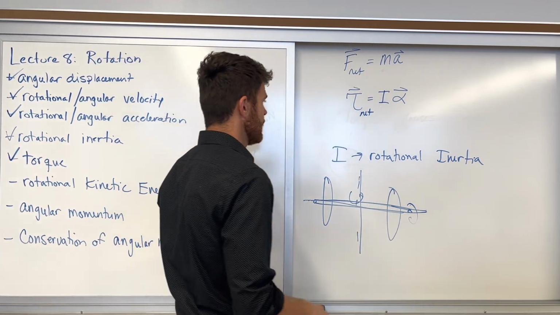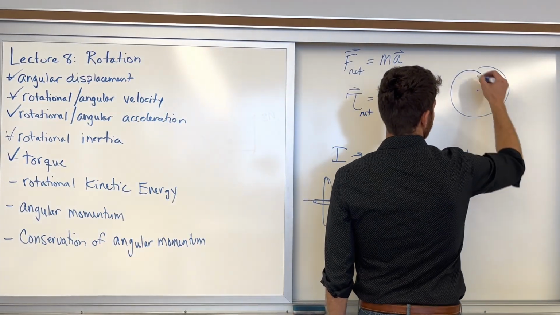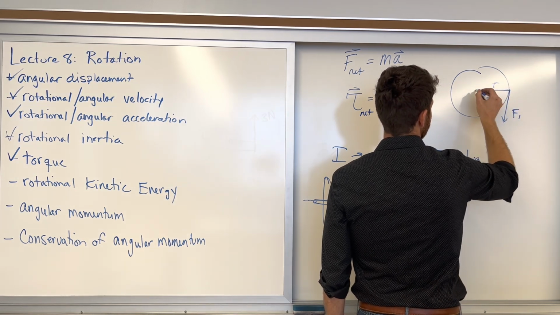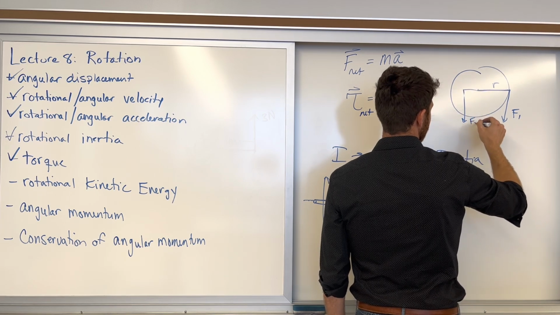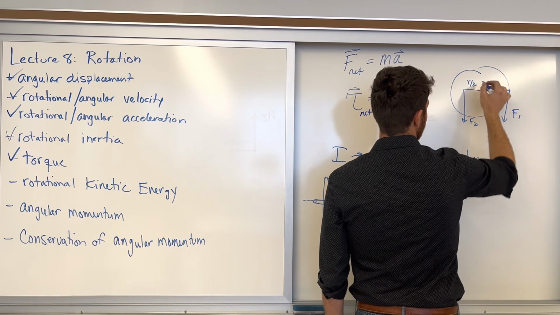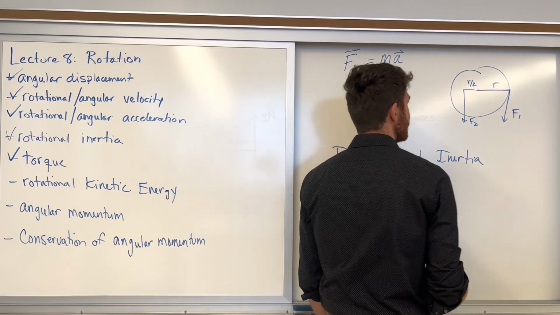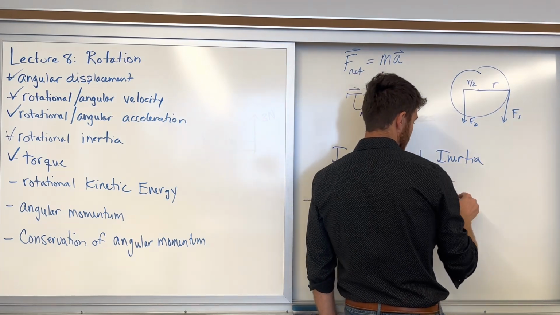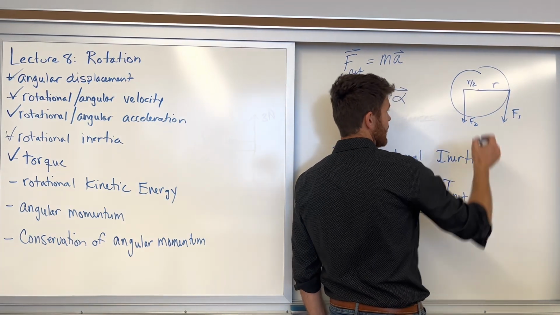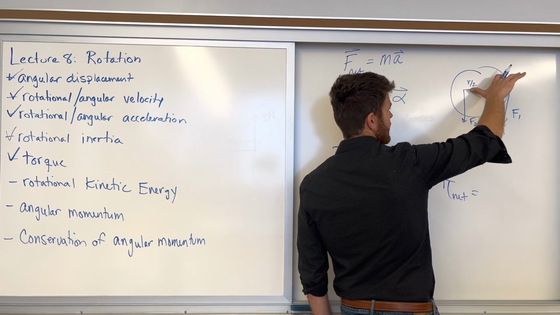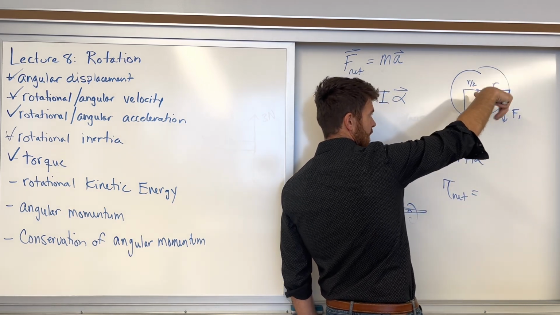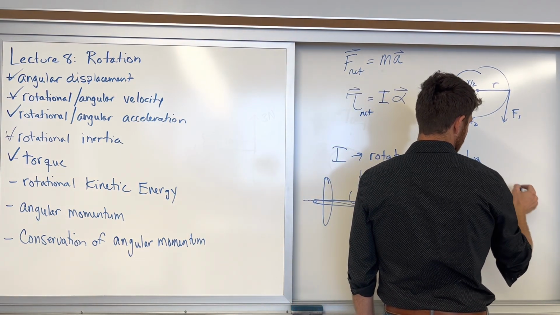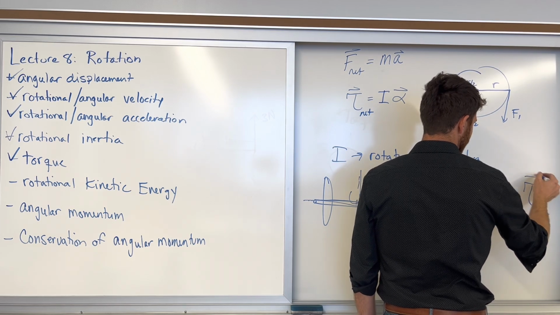So by net torque, you're going to have an object that has one force F1 and one force F2. Now let's say F1 and F2 are the same magnitude, then what's the net torque going to be? Well, F1 wants to rotate it clockwise, so the net torque is the torque due to F1 plus the torque due to F2.